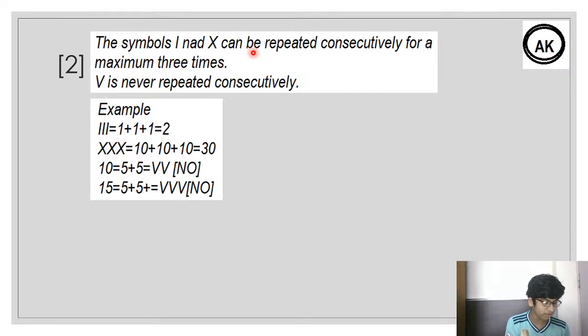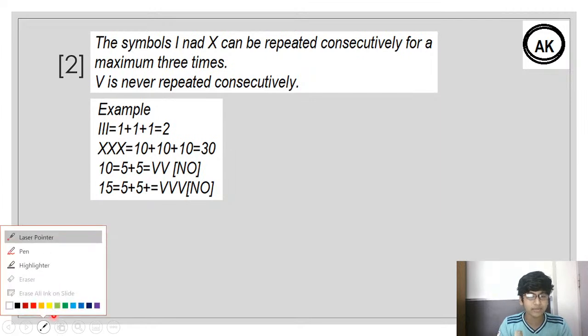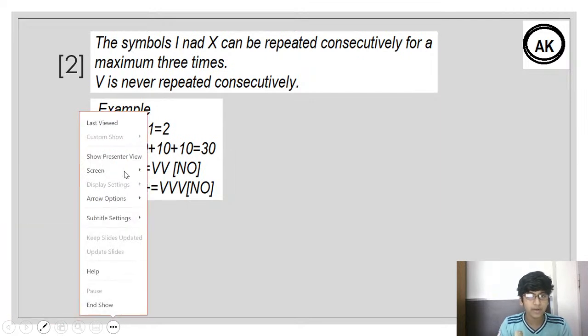Why can this be repeated only 3 times? As I explained, because we have a symbol for 50. So what will be the symbol for 40? That rule we will study later on. Why only 3 times? I will explain why it is only counted for 3 times. Let us see.